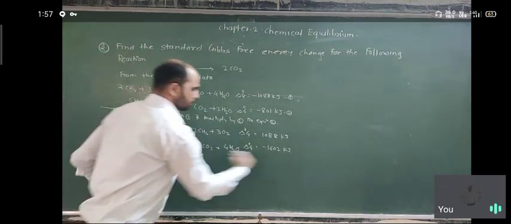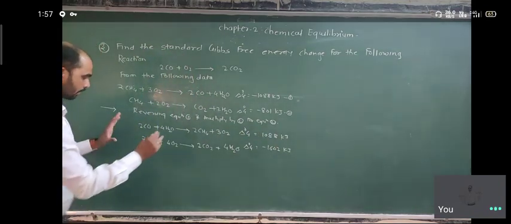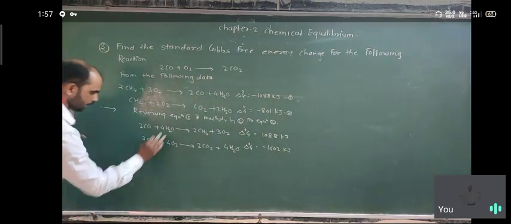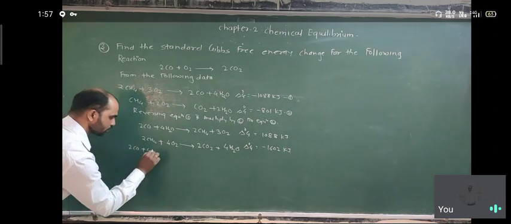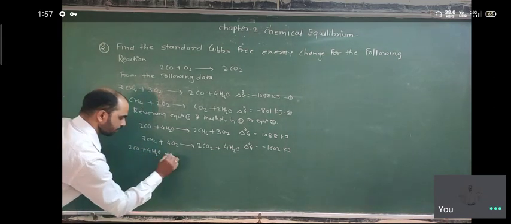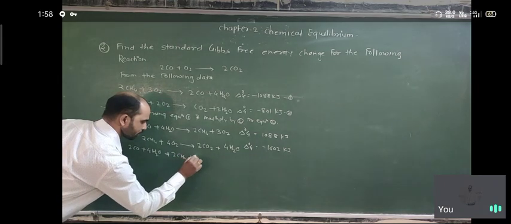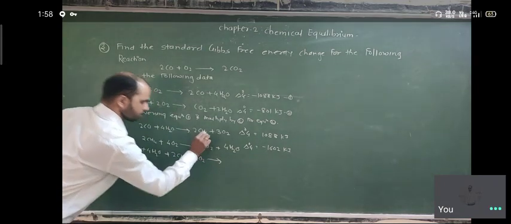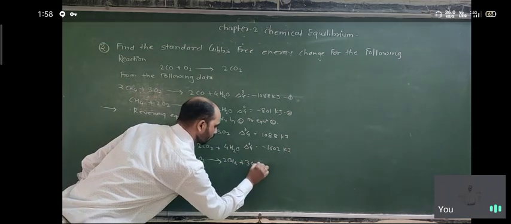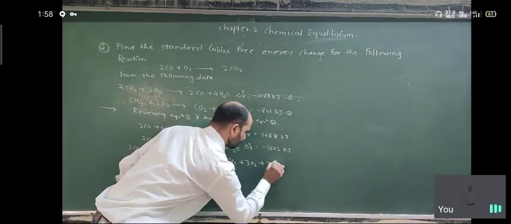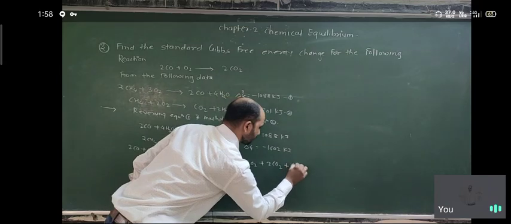We add this equation together. Reactant side: twice CO plus 4H2O plus twice CH4 plus 4O2 gives twice CH4 plus thrice O2 plus twice CO2 plus 4H2O.